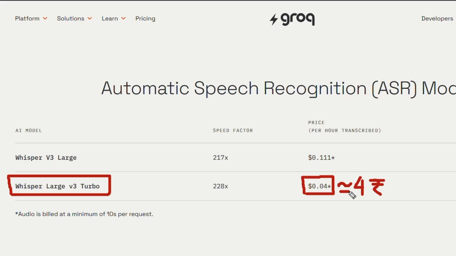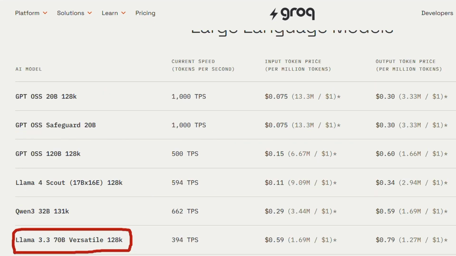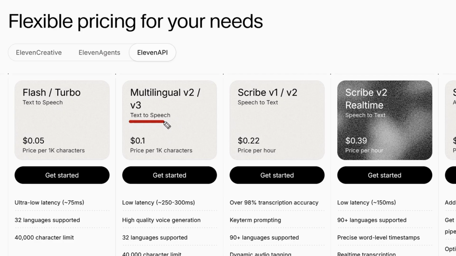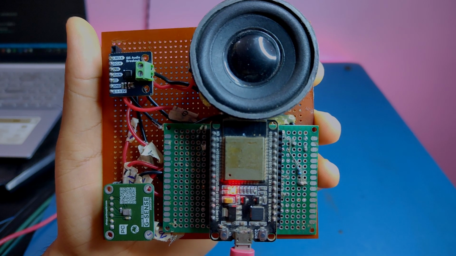Talking about the pricing, for STT Groq's hosted Whisper Turbo is significantly cheaper and costs around $0.04 per hour, roughly 4 rupees. For LLM, Groq hosted Llama models cost $0.59 and $0.79 per million input and output tokens, making it a bit expensive. For TTS, after normalizing the pricing, ElevenLabs Multilingual V2 costs $1 per 10,000 characters. Again, a bit on the higher side. But no worries, there are also free plans available on both of these platforms.